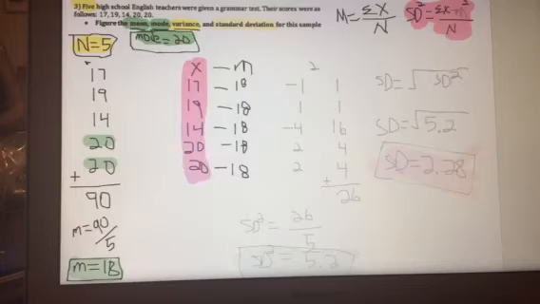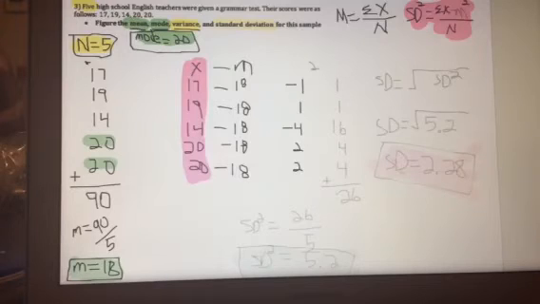So 17 minus 18, what do we get? We get negative 1. 19 minus 18, we get 1. 14 minus 18, we get negative 4. Make sure you're very careful not to miss these negatives, okay? Those signs are very important. 20 minus 18, we get 2. And 20 minus 18, we get 2 again, okay?